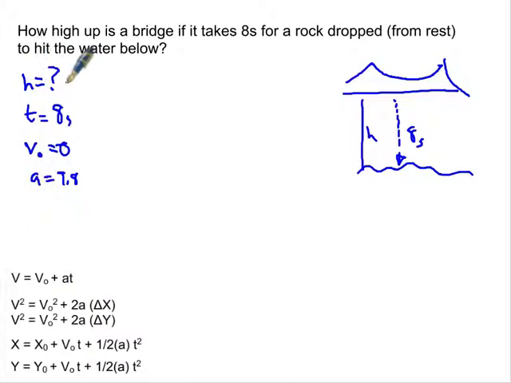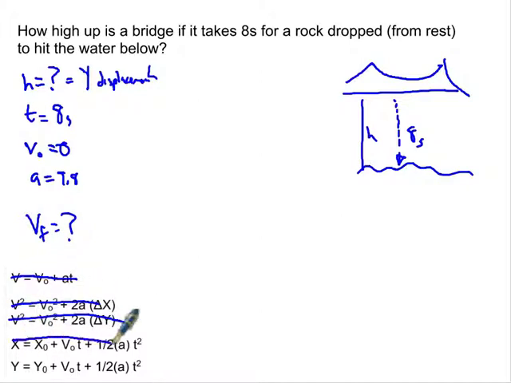Now, here's the trick. This is height, or this is our y, our up and down displacement. So we can't use this formula. We don't know our velocity final. We can't use any of these. So this one is the formula that we use for falling objects.